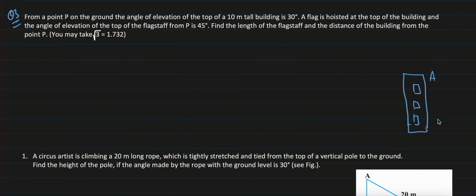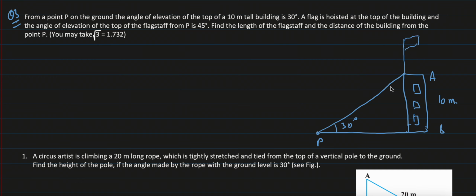Let me name it as AB, the building, which is 10 meter. There is a point on the ground. Let me name it as P. The angle of elevation of the top of this building is 30 degree. A flag is hoisted at the top of the building. There is a flag over here.